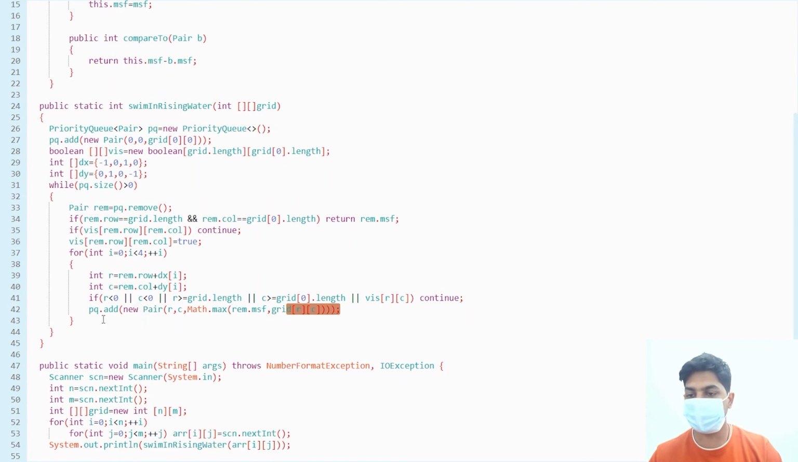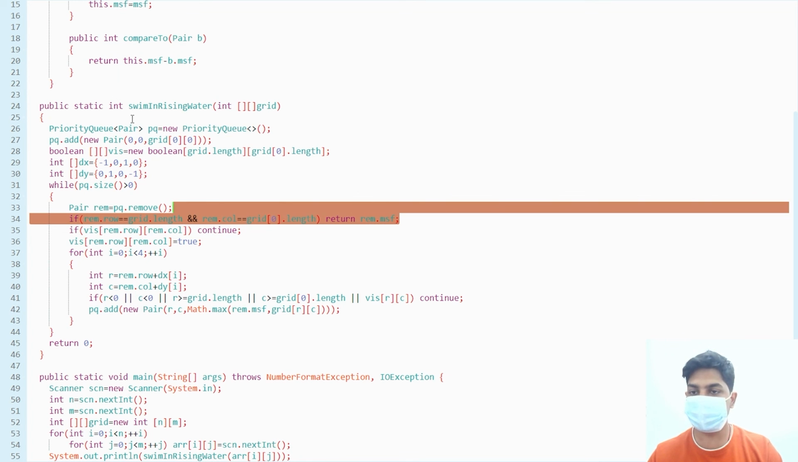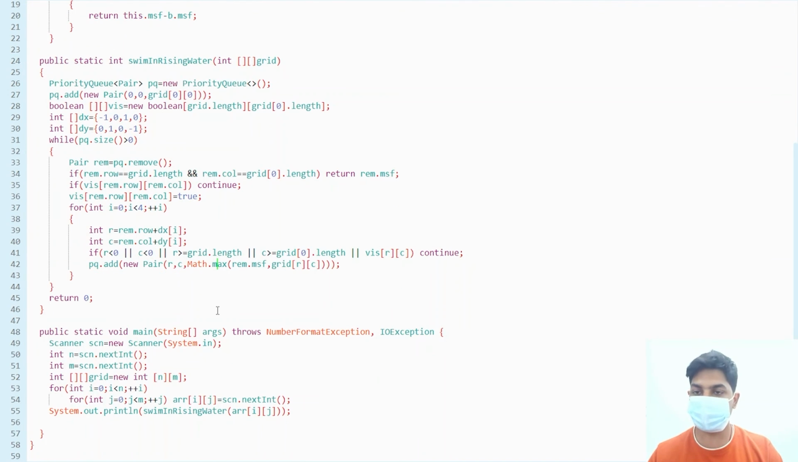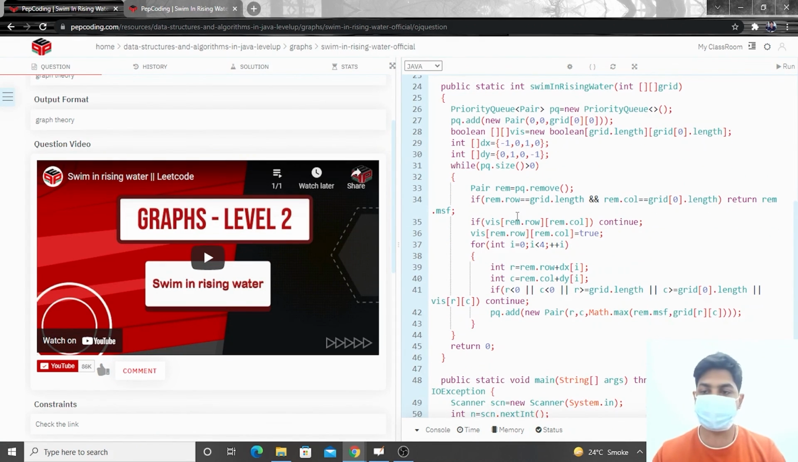Okay, and finally let's write return 0 over here. We'll get our answer from inside the loop only, but since the function returns an integer, we have to return 0 to avoid any compilation issues. So I guess more or less we are done with our code. So this is the code for this particular problem.